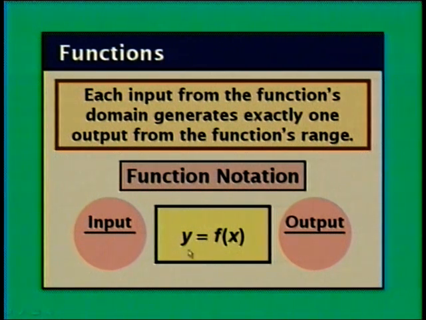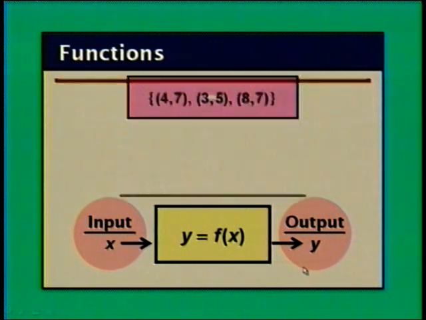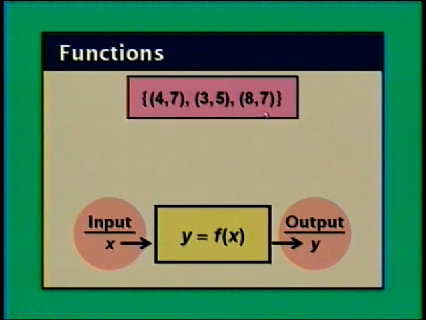We read this expression as y equals f of x, and we are going to input a value for x, and we're going to output a value for y. So let's look at this function. In this function, the domain is the set of numbers 4, 3, and 8, and the range is the set of numbers 7 and 5. 7's already in the range, so we don't need to specify that it's in the range again. Once a number's in a set, it's in the set.